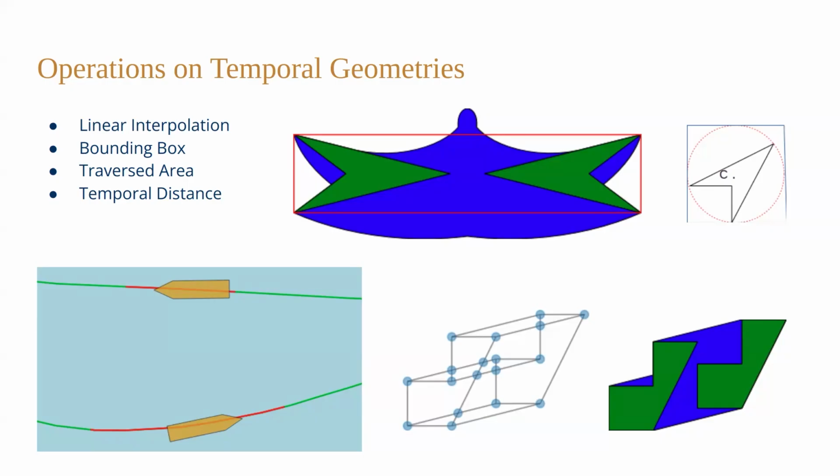The traversed area is very interesting. It is what you see here in blue, the area traversed by this moving geometry over its movement. The result is a single polygon that can easily show you the shape traversed by this moving geometry. Temporal distance is also an interesting operation.